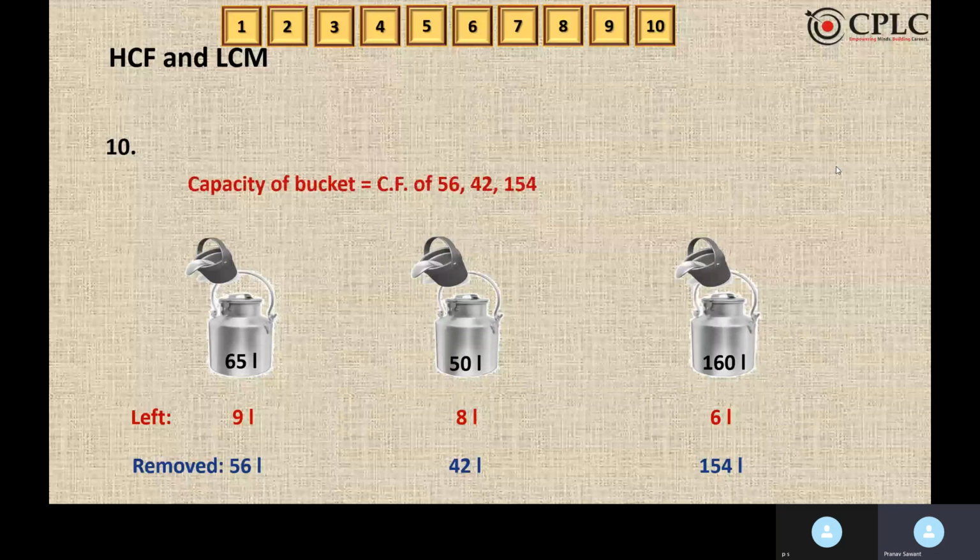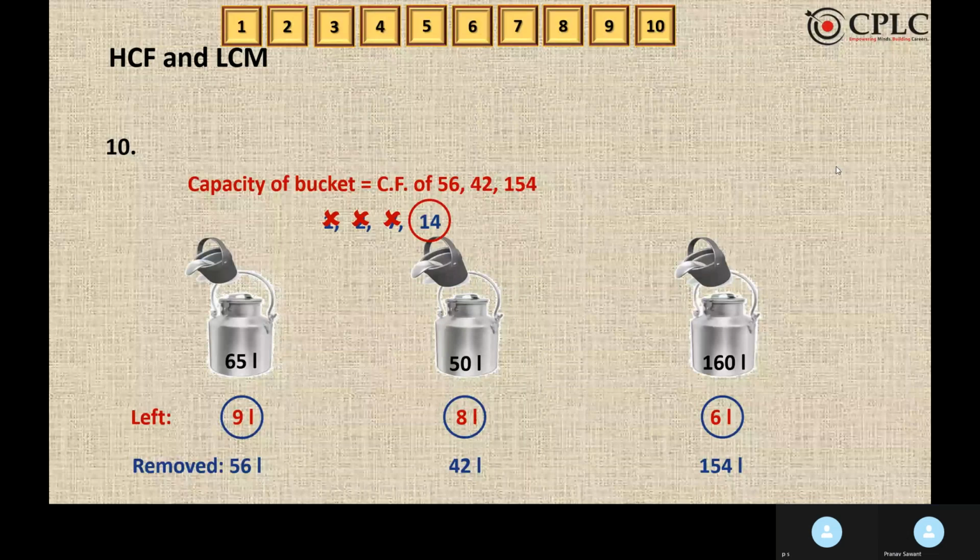So the capacity of the bucket is basically a common factor of 56, 42 and 154. The highest common factor of 56, 42 and 154 is 14. HCF is 14. Hence I can say that the capacity of the bucket is 14 liters. So out of 65 liters, if I have removed 56 liters, then to remove those 56 liters, how many buckets will I need of 14 liters? So 56 divided by 14, that will give us 4 buckets for the first can.